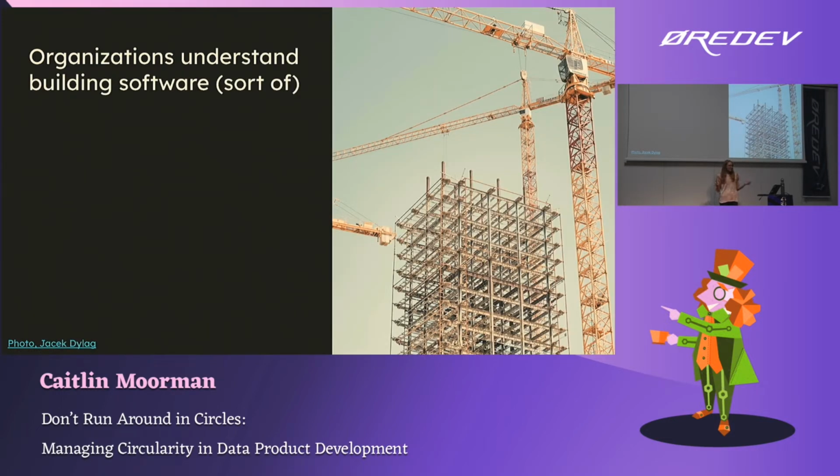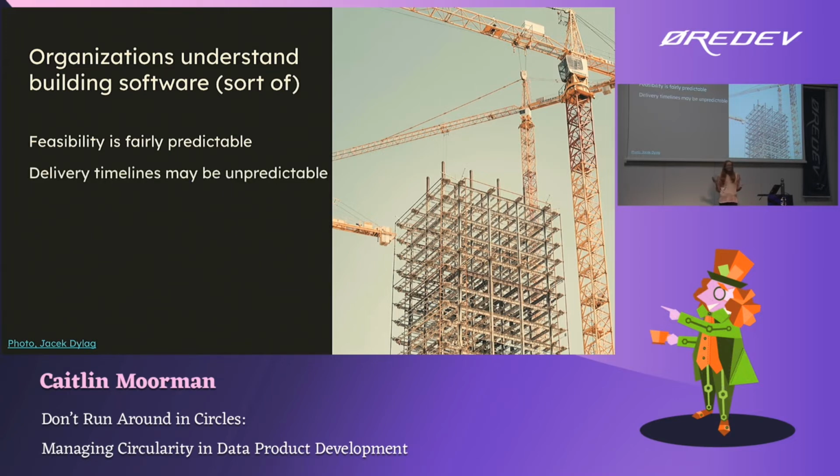Most of us work in organizations that primarily build software. These organizations understand building software mostly. Generally, feasibility is fairly predictable. An engineer can tell you this is possible. There's a lot of unpredictability around delivery timelines. This is possible, but we don't know how long it will take to get there.